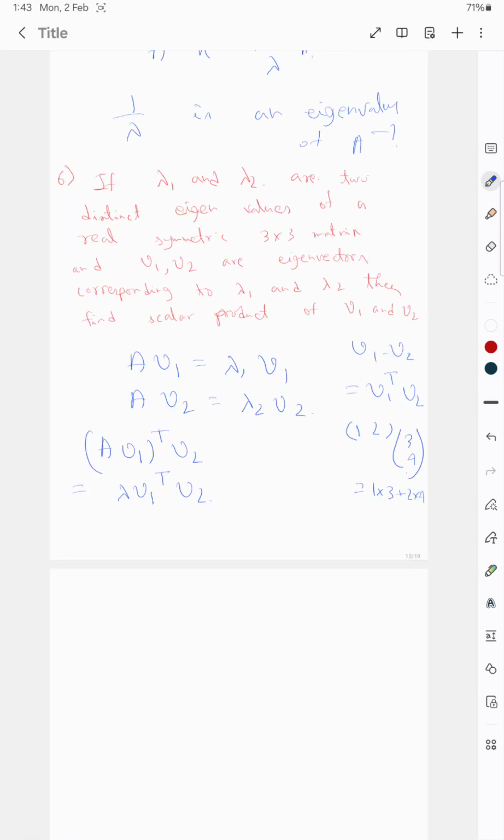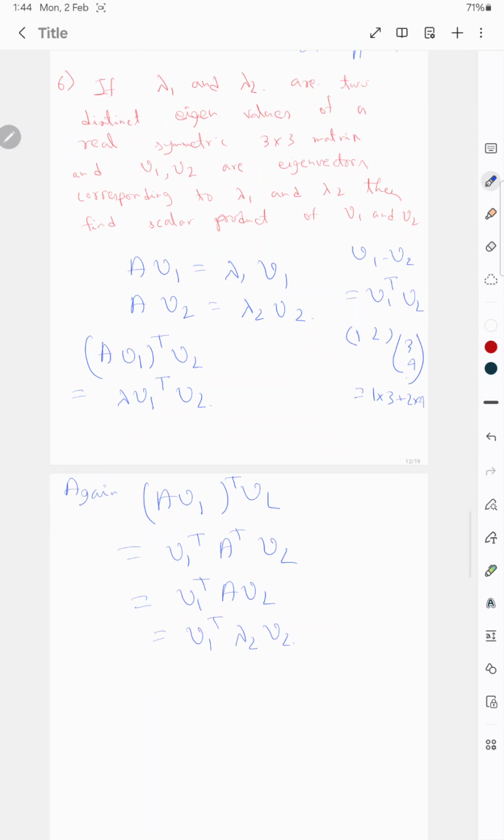So now again, A v1 transpose v2, sorry, this transpose is above, so you can write v1 transpose into A transpose v2. So from there you have v1 transpose lambda v2, sorry, A v2, that means v1 transpose lambda 2 v2. So this is your lambda 2 into v1 transpose v2.